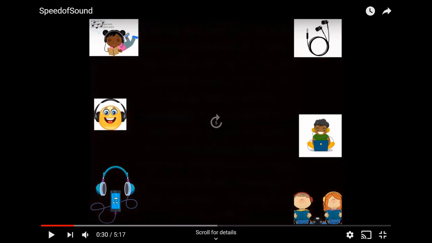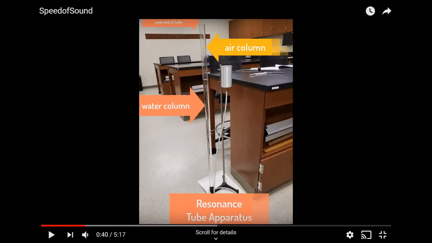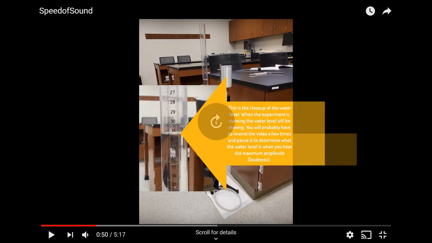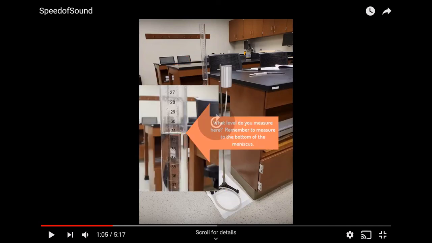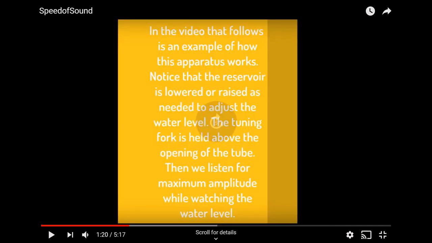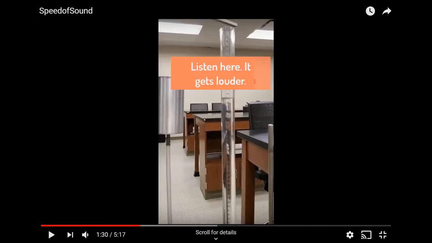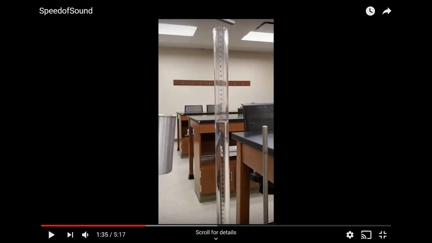It starts by showing you the setup for the lab. We show you how the lab was conducted right here. Basically, I'm lowering the reservoir on the left side. That's causing the water level in the tube to also decrease. At the top, I'm holding a tuning fork that's sending the sound down the tube.